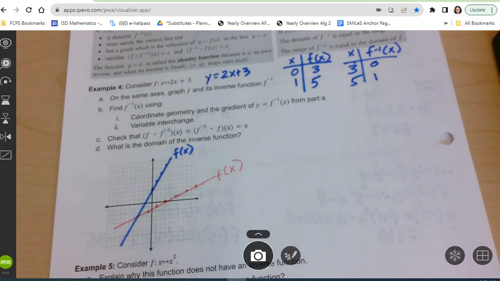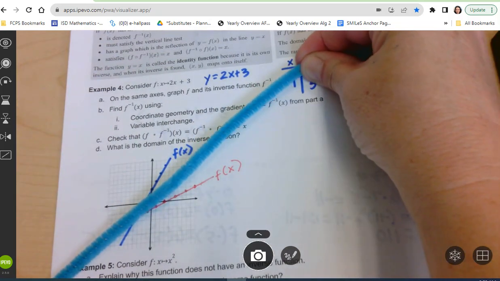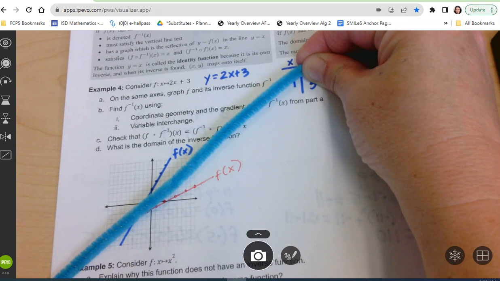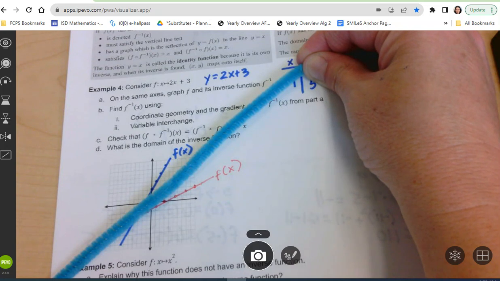So when they say that a graph and its inverse are reflections across the line y equals x, they're talking about the line y equals x that goes straight through the origin at a perfect 45-degree angle here. So here's my line y equals x. Can you see how the blue line and the red line are reflections of each other over that line y equals x? Right? It's right here, right in the middle.